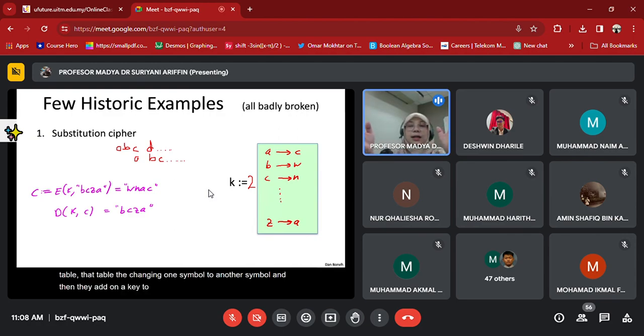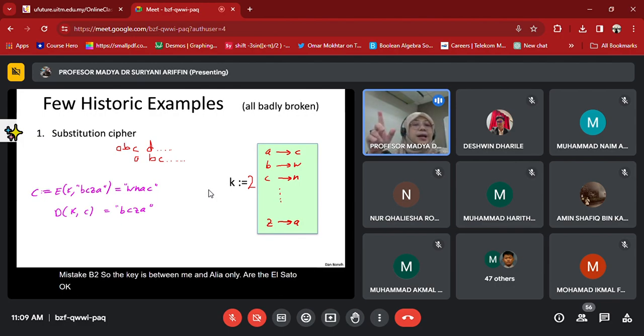For example, I want to communicate with Alia Syahira. Are you there, Alia Syahira? Okay. I want to communicate, me and Alia, and I say, Alia, we have a substitute table where our key is 2. It means if I write C, it means A; if I write D, it means B. An example like that. So the key is between me and Alia only. Does anyone else not know? Okay.